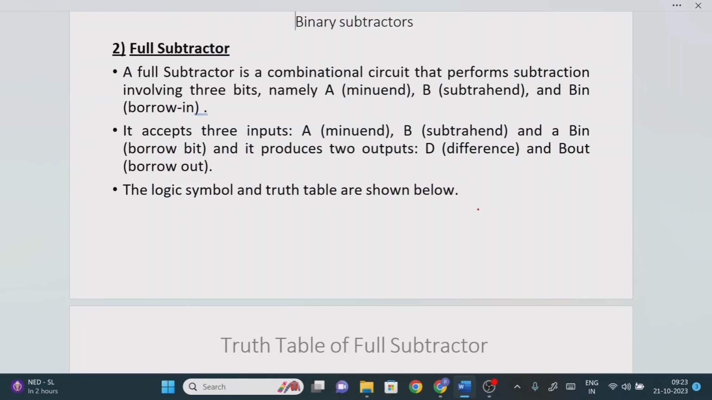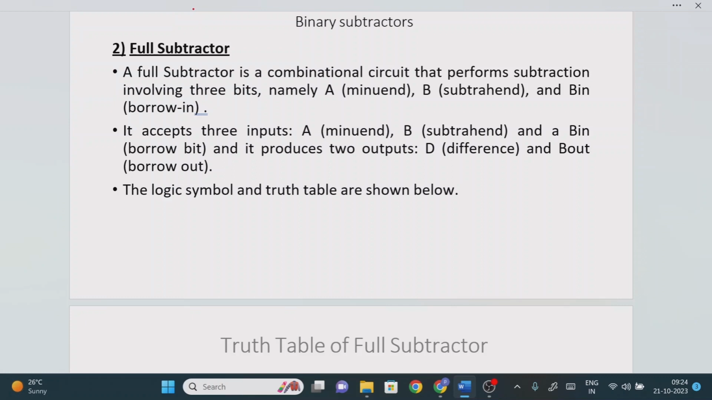Hello guys, welcome back. In today's class, we'll see how to design the full subtractor circuit. A full subtractor is also a combinational logic circuit that performs subtraction involving 3 bits. In the case of a half subtractor, it involves only 2 bits. If a borrow is produced, the half subtractor cannot perform the subtraction of the third bit; it can perform subtraction only for 2 bits. This limitation needs to be overcome, so for that we are designing the full subtractor.